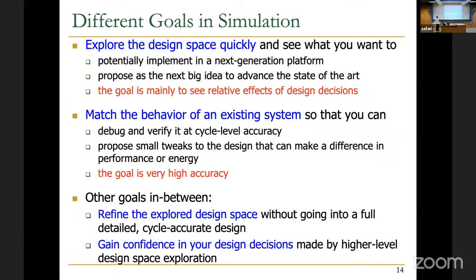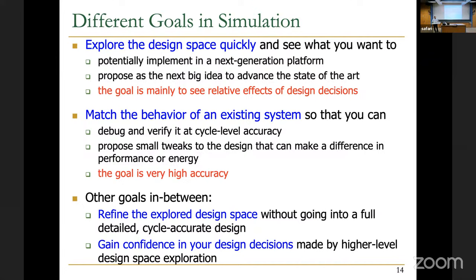And another reason is to gain confidence in your design decisions, which are made by higher level design space exploration. You gain confidence about your design decisions, because usually when we go into the design from the high level of abstraction to lower level, we need to spend more time, more energy, and more cost. Imagine that from a very, very high level simulator or model, you want to design a detailed model of your system. So you need to spend a lot of time.